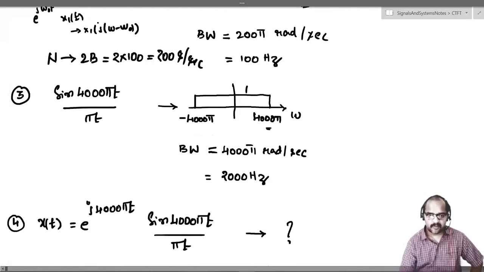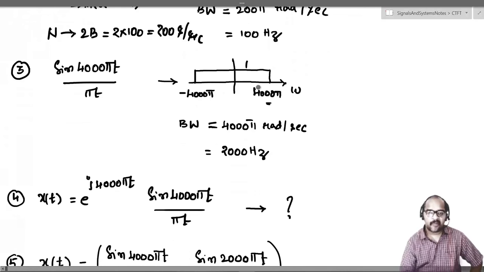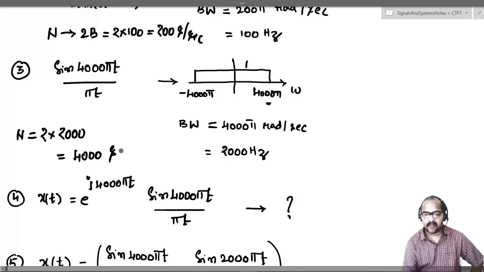And what is the Nyquist rate of the third signal? The third signal is what? Sine 4000 pi t by pi t. So that fellow will have a bandwidth of 2000 hertz. So what is the Nyquist rate here? Nyquist rate is 2 into 2000, which turns out to be 4000 samples per second. Okay, so 4000 samples per second.